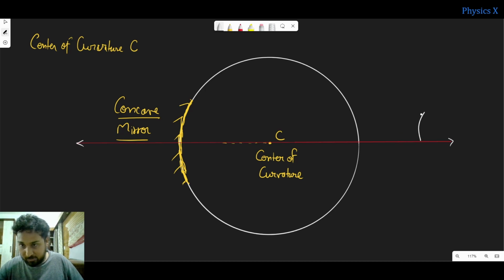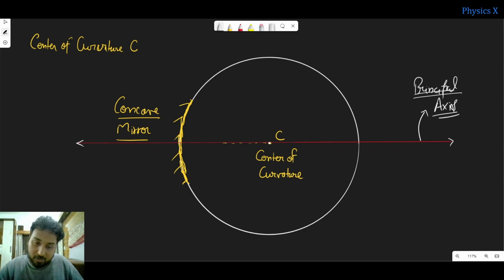So this particular axis we call the principal axis. It varies from minus infinity to infinity, that means it is a line, okay, and that axis is called the principal axis, which is passing through the center of curvature, and it cuts the mirror at a point. It cuts the mirror at this point, you can see we mark it as P, and this point is on the middle of this mirror, and this is called the pole of the mirror.